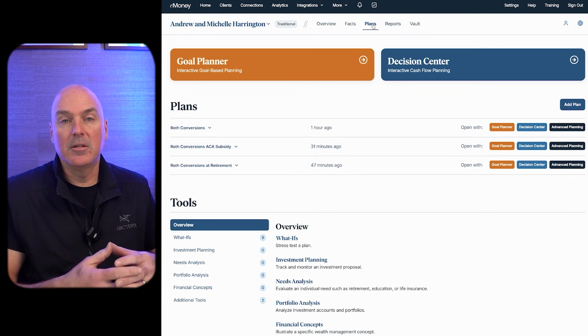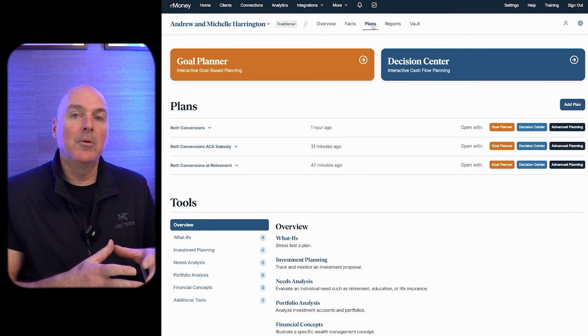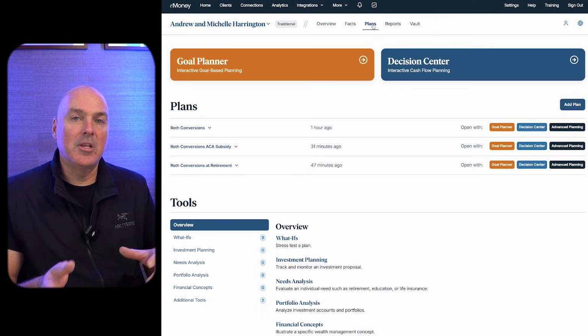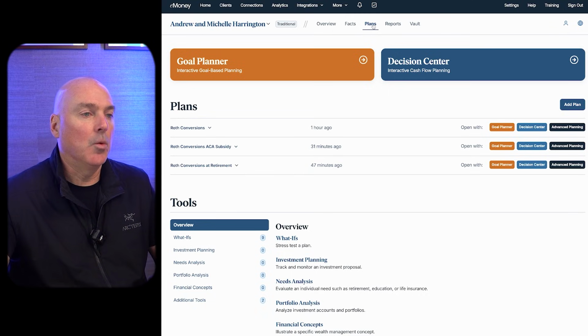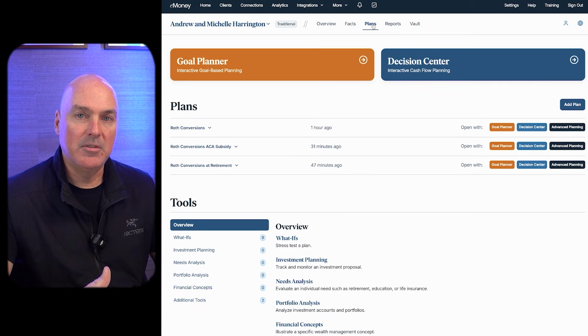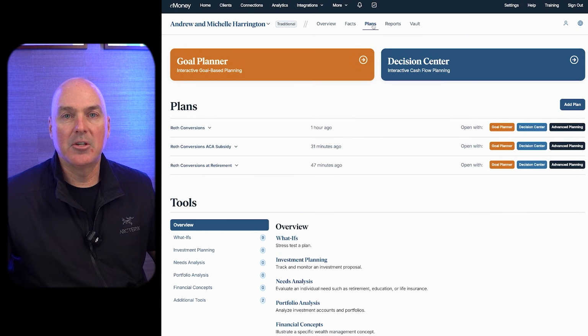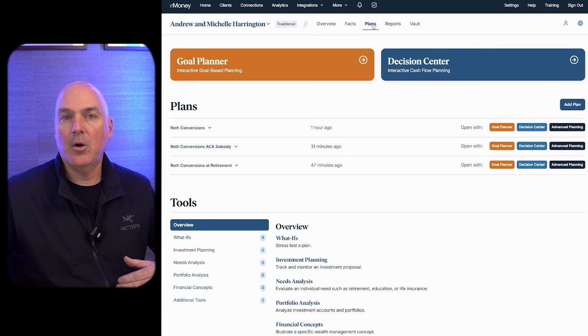And for the Harringtons, for example, they're going to save potentially, if they can qualify for this, about $120,000 in ACA premiums. So what we're looking at here is Andrew is actually 60 years old and Michelle is 58 years old. So we have 5 years of having to go out into those exchanges for Andrew, and we have 7 years that we'd have to go out into those exchanges for Michelle. So that's our window there.